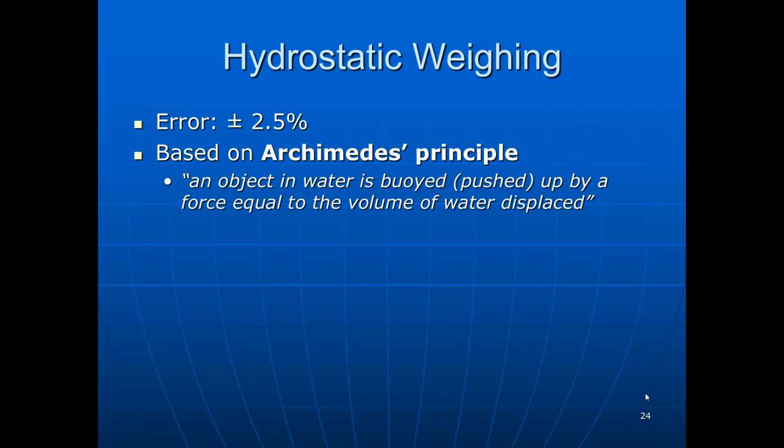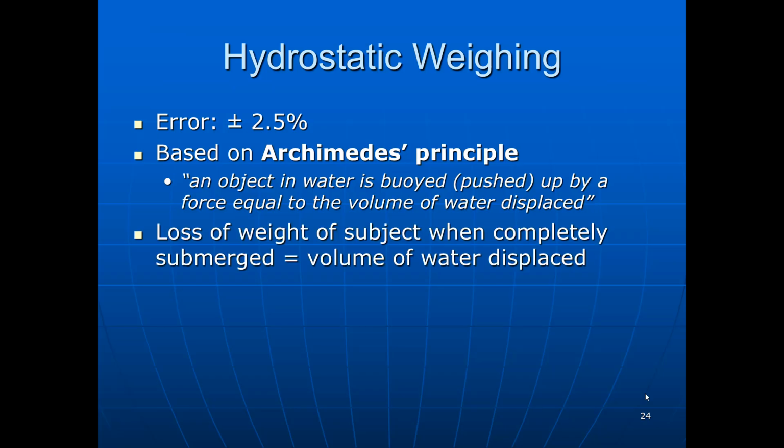Hydrostatic weighing is based on Archimedes' principle, which basically says that if you put an object in water, it's going to be pushed up by a force equal to the weight of the water that is displaced. In other words, if you get in a pool of water, there's some force acting on you, pushing you up. That force is proportional to the amount of water that your body is displacing. So if we can calculate how much force is pushing up on someone underwater, it gives us an idea of what the volume of that person's body is.